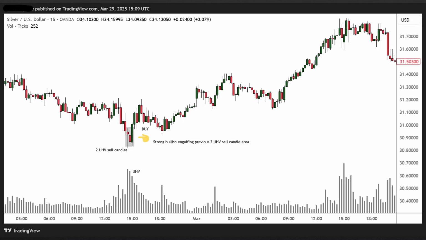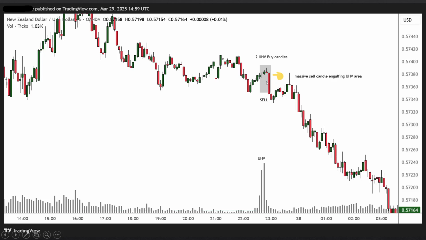Thank you. That is a very simple strategy. Okay, you just need a bullish engulfing pattern that is engulfing this ultra high volume box. Okay, you just need to buy there, place stop loss below, and you should expect a huge upside. Okay, all cases are the same.